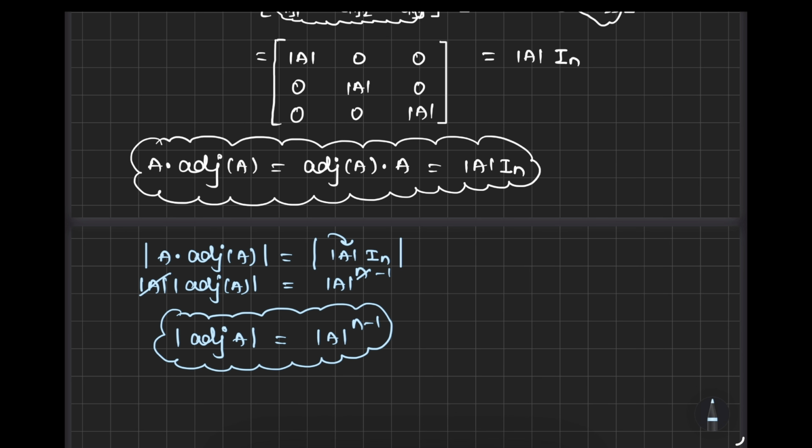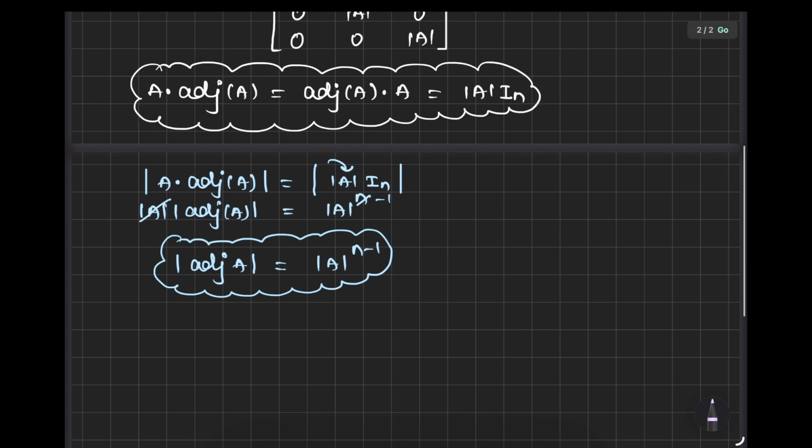Okay, so till now we have studied A times adjoint of A is equal to determinant of A times I_n, and determinant of adjoint of A is equal to determinant of A power n minus 1. Correct? Suppose that you are comfortable till this part. Now we will try to level up this idea. We will play with this thing only all the time.